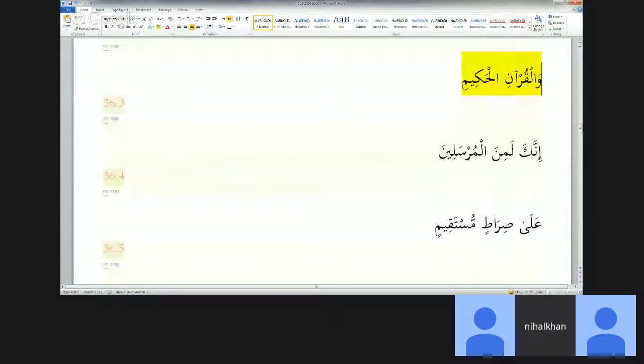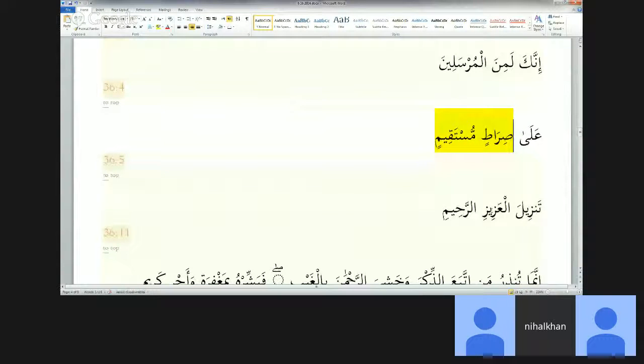Nothing here. Siratin mustaqim. Siratin is going to be jar, mustaqim jar. Gender, masculine, masculine. Number, singular, singular. Type, common, common. So automatically we have another one.